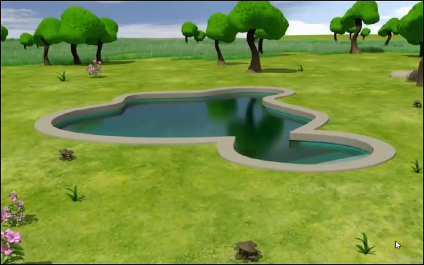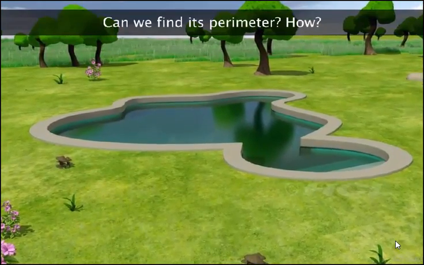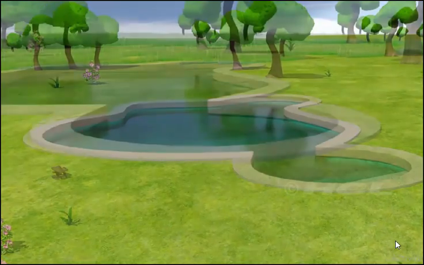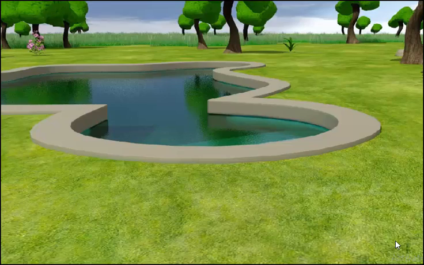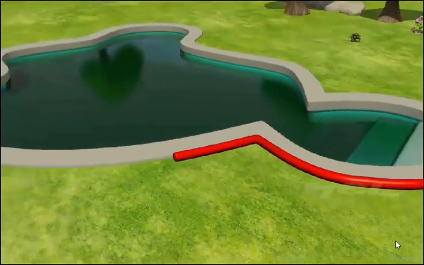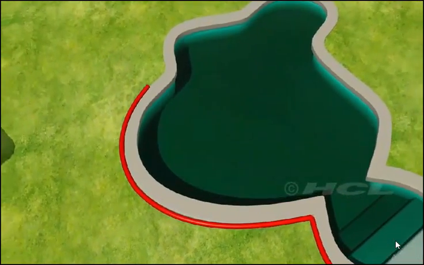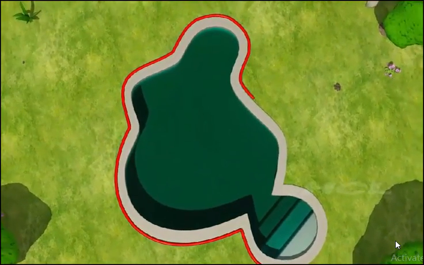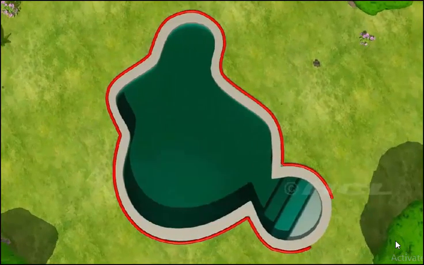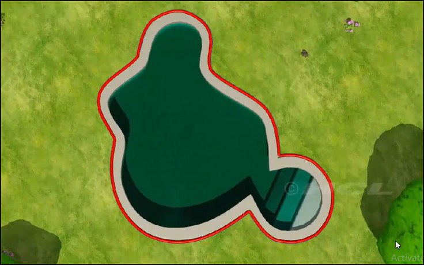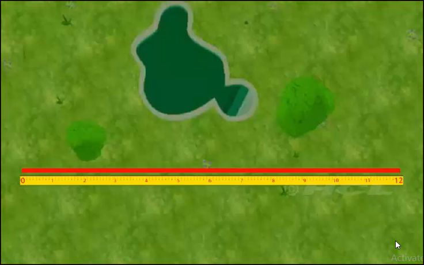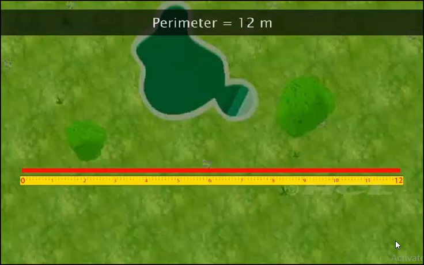In the middle of the park, there is a small pool. Can we find its perimeter? How? Let's fasten this string along the entire boundary of the pool. The perimeter of a figure is the total distance all the way round its sides. So, if we measure the length of the string, we will know the length of the boundary of the pool. The perimeter of the pool is 12 meters.